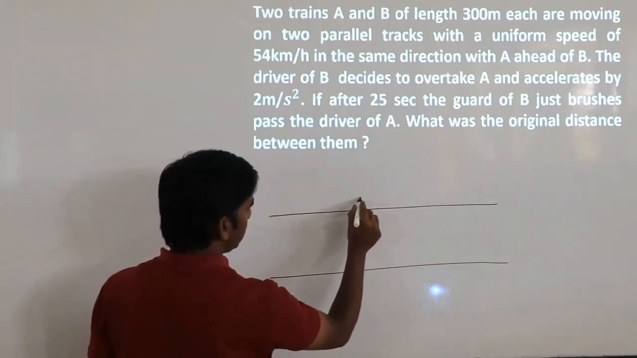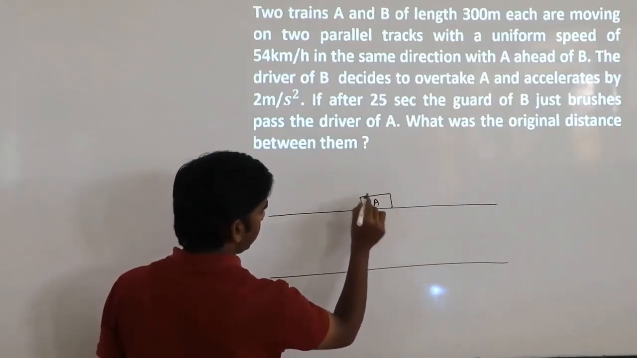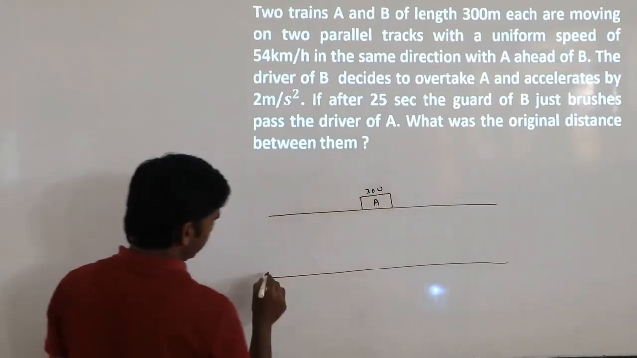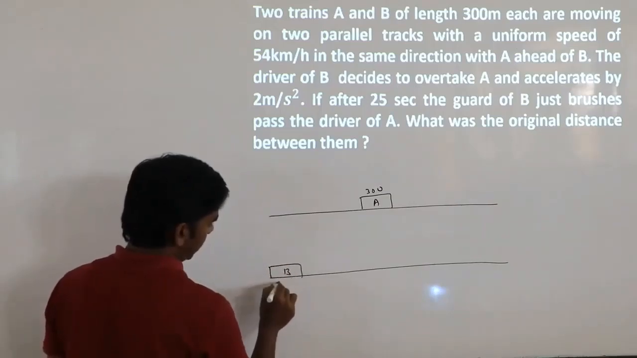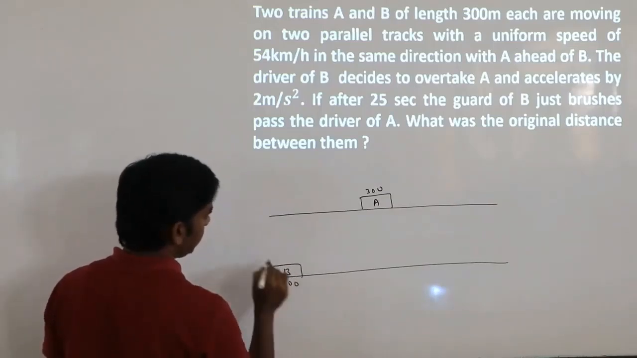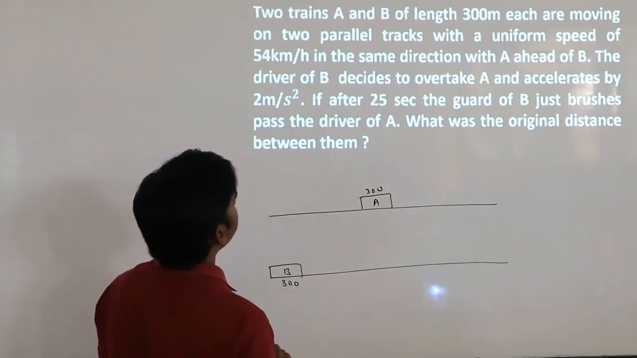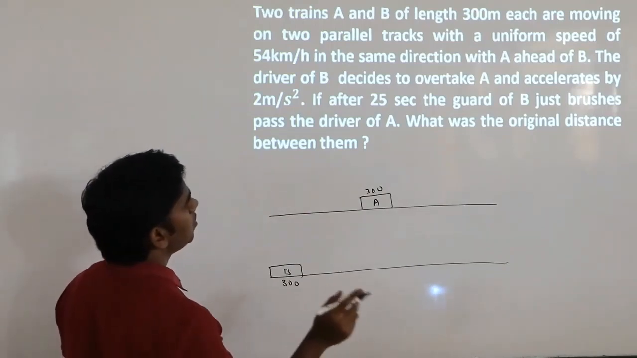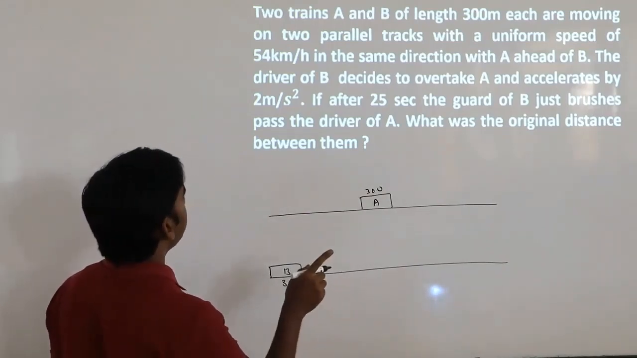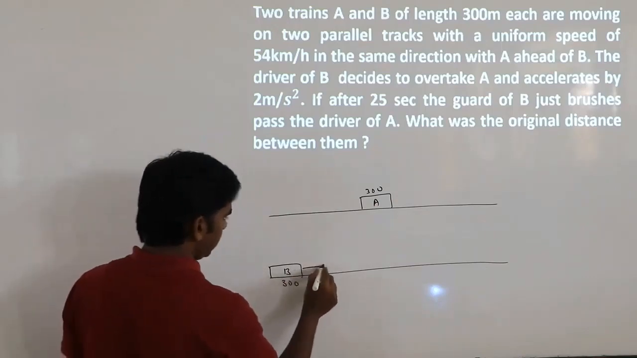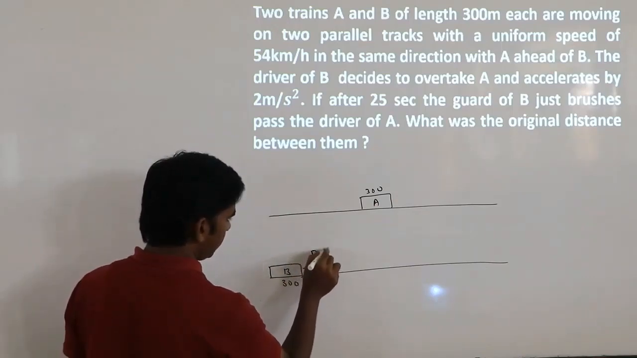So this is train A, length 300 meter. Here is train B, length again 300 meter. Now what will happen? Driver B decides to overtake A and accelerates by 2 meter per second. So he starts accelerating by 2 meter per second.